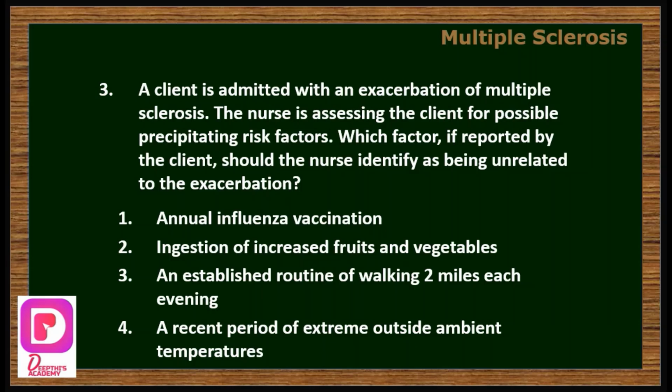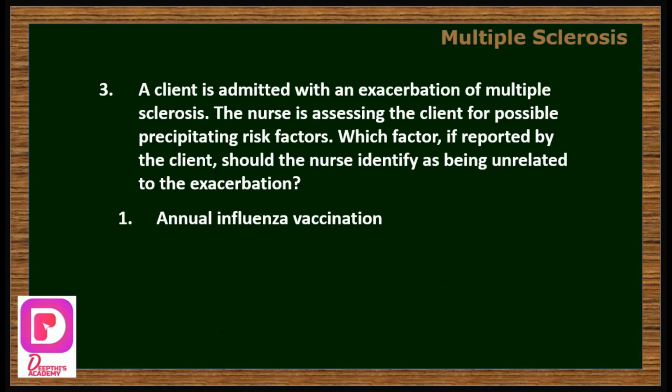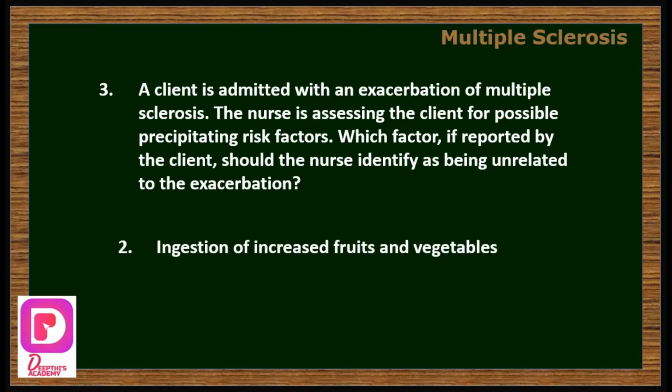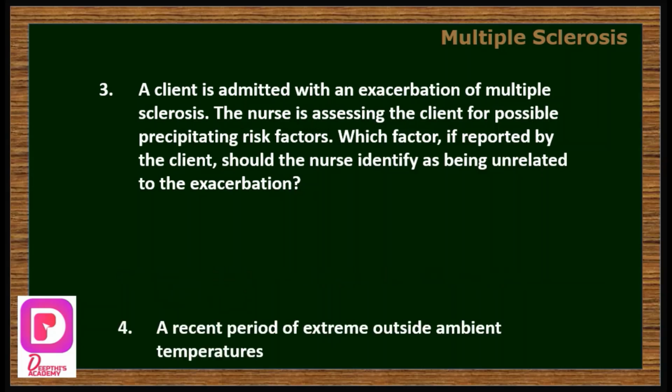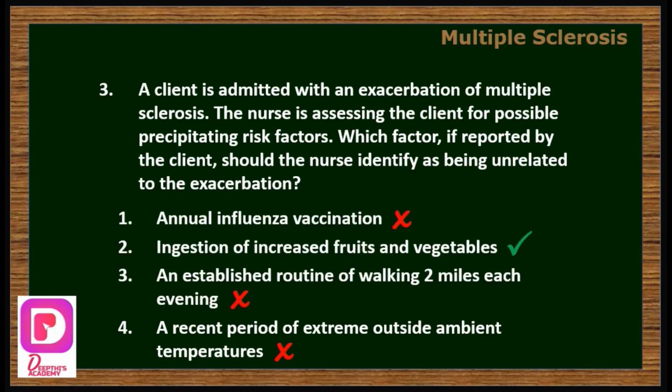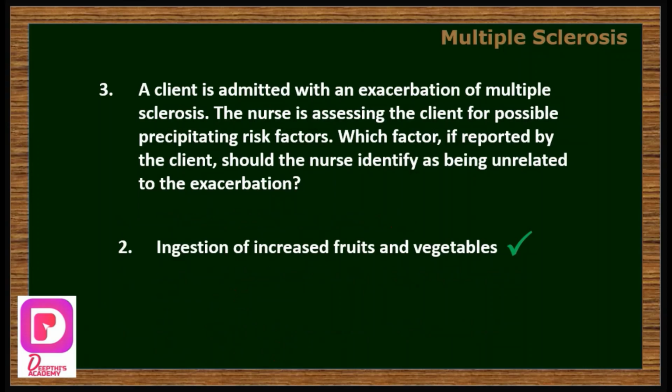Intake of fruits and vegetables is a healthy and an unrelated item. Hence, we must say the options annual influenza vaccination, an established routine of walking 2 miles each evening, and a recent period of extreme outside ambient temperatures are wrong. So, our answer is ingestion of increased fruits and vegetables.